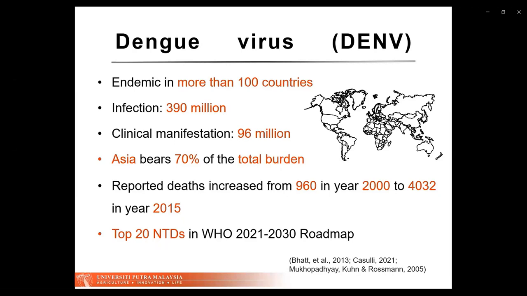Dengue disproportionately affects Asians, with 70% of its total burden concentrated in this continent. From year 2000 to 2015, the reported dengue-related deaths increased from 960 to 4,032 in Malaysia. In fact, dengue was recently listed as one of the 20 neglected tropical diseases to be controlled in the WHO NTD Roadmap 2021 to 2030.